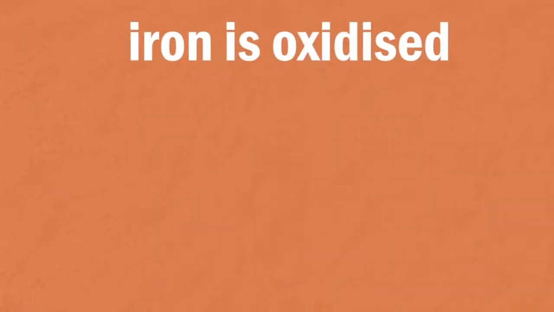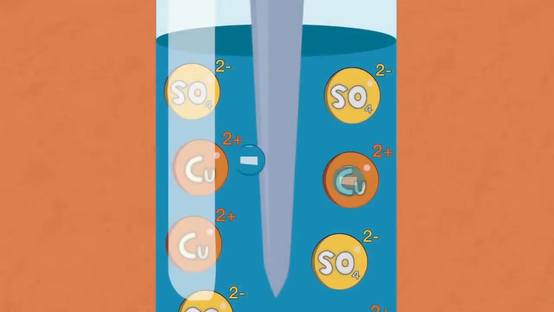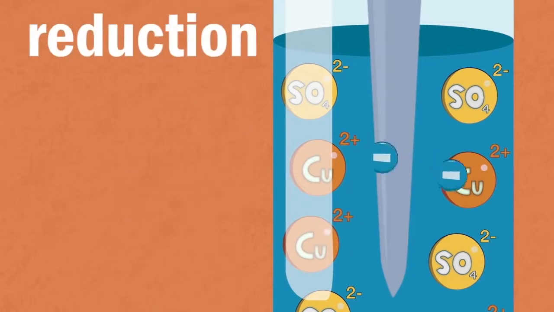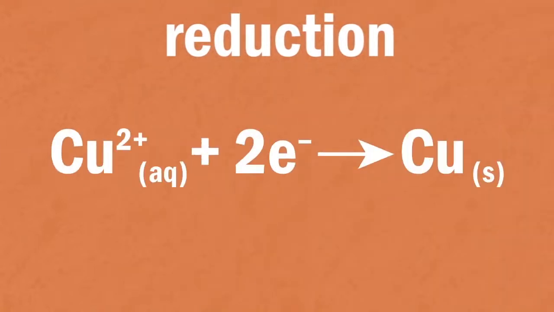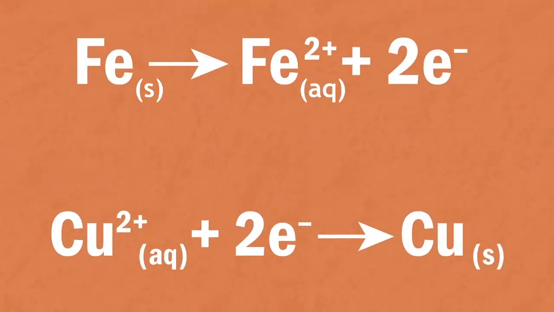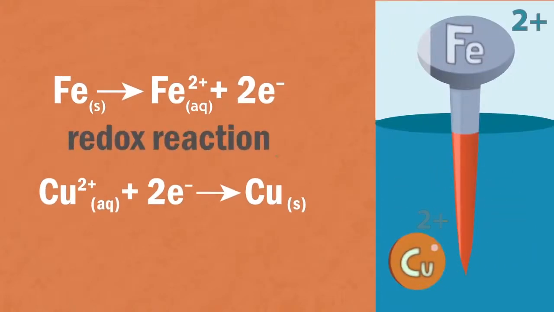The iron is oxidized as shown in the equation. The copper is less reactive, so its copper 2 plus ions are forced to accept these electrons. This is called reduction. As a result, copper metal is produced and coats the nail, as shown in the reaction. These two processes happen simultaneously in something called a redox reaction.